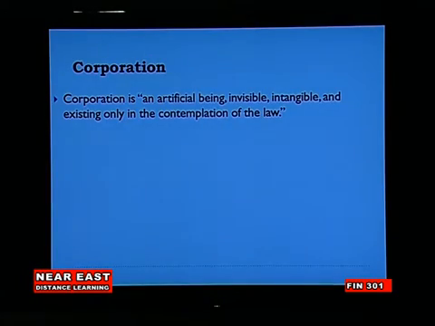Now, we explained the first type, sole proprietorship, and the second type, partnership. In the first type and the second type, there is no separation between the owner and the business. While in this type, based on the idea, there is separation between the owner and the business.